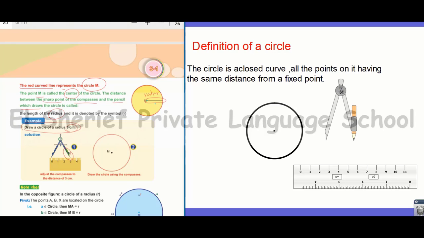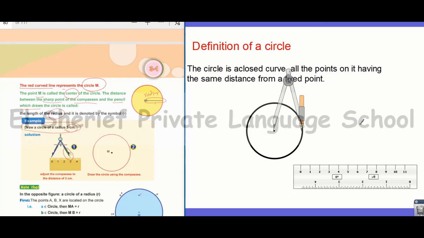Again, when we draw a circle of radius 3 centimeters, open your compass 3 centimeters. Then draw the center. The third step, put the metal tip on the center. Then draw the circle. We draw another circle here.